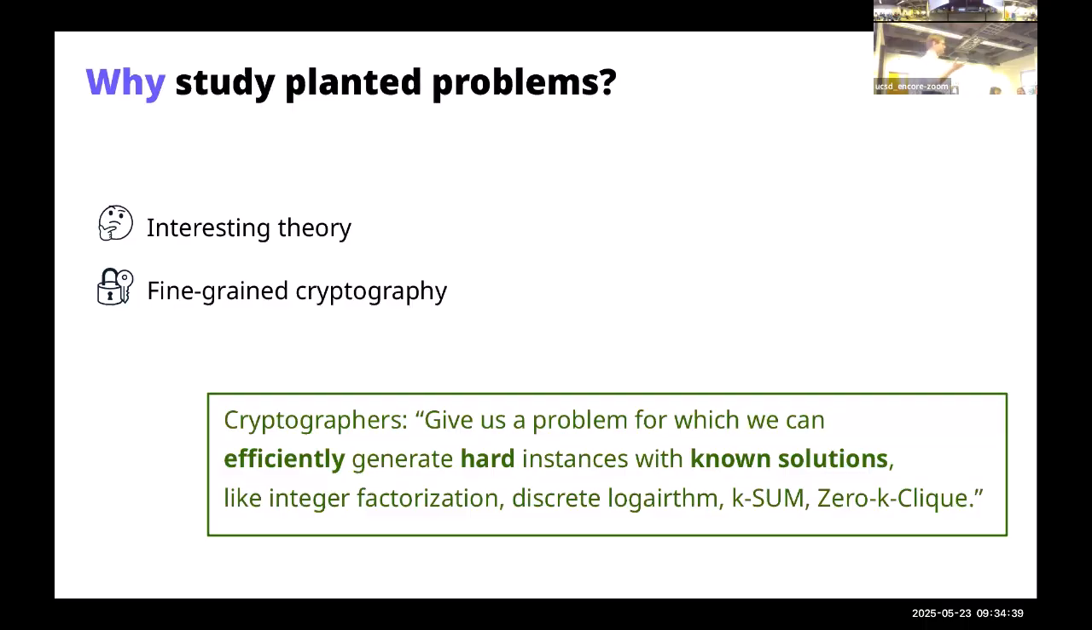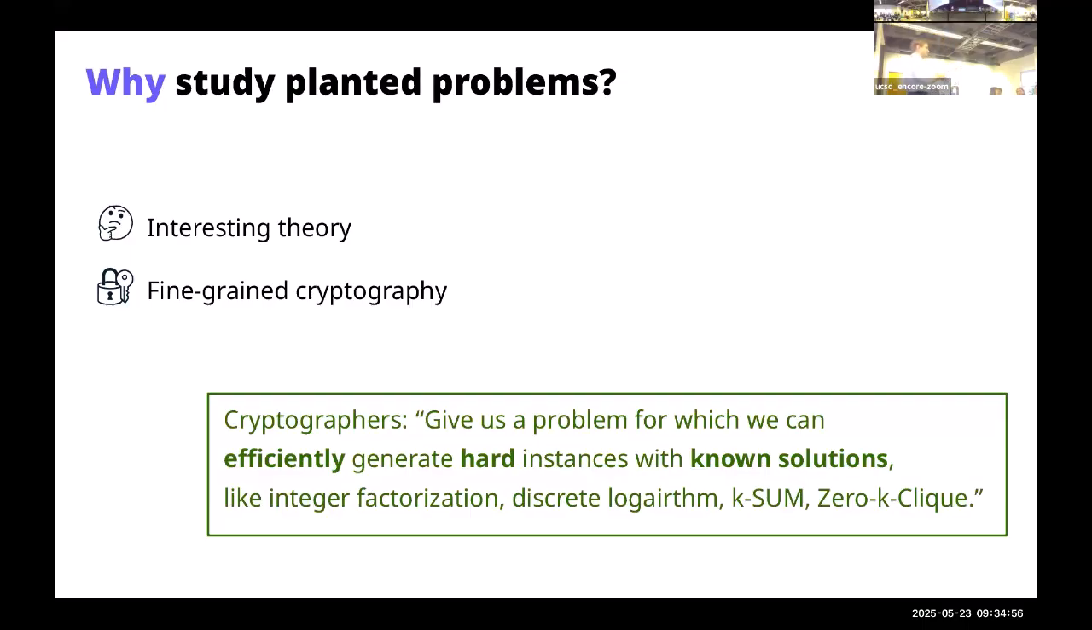So examples are like integer factorization. I can sample two big prime numbers and multiply them. So there's a composite number which I know how to factorize, but hopefully nobody else knows how to do it. Discrete logarithm is in the same spirit.